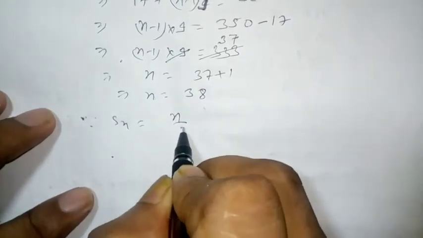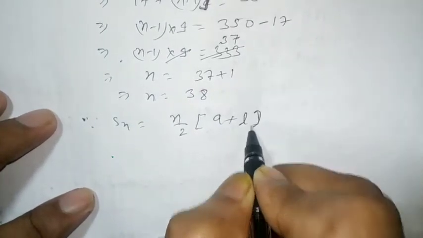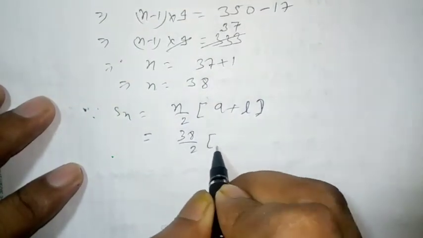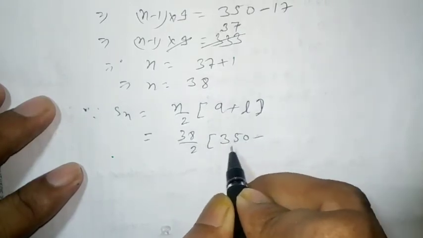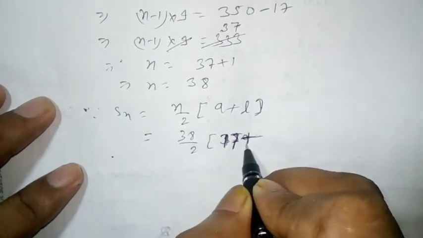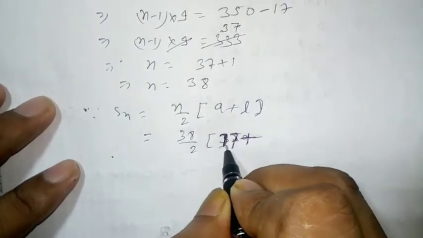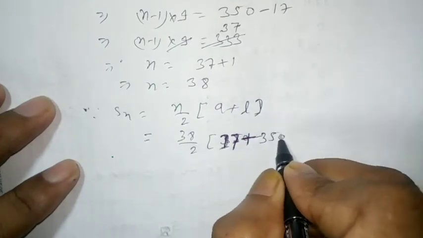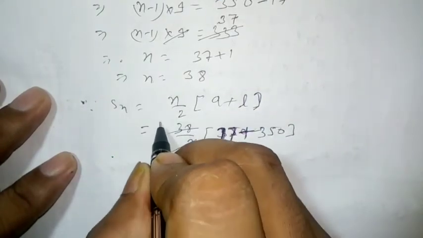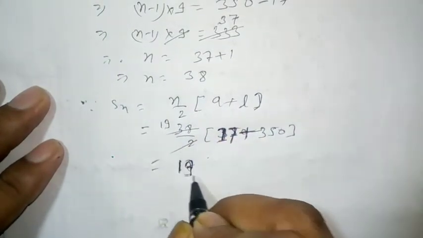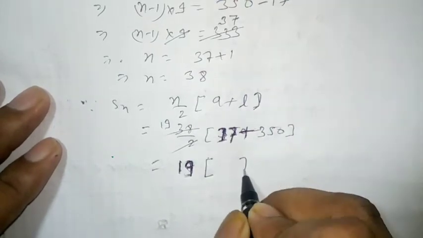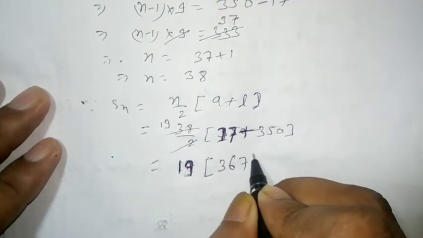Because Sn is equal to n by 2 into a plus l, is equal to 38 by 2 into 17 plus 350 is equal to 19 into 367.